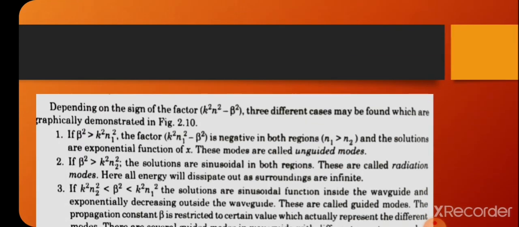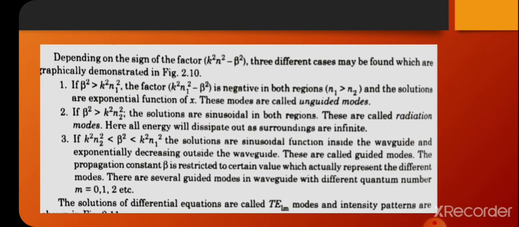The second condition is that β² is greater than k²n2². So the quantity k²n2² − β² will be negative. In this case the solutions will be sinusoidal in both regions, and these are called radiation modes, and here all the energy will dissipate out as the surroundings are infinite. So all the energy will be dissipated in the surroundings, and the energy dissipated will be infinite.